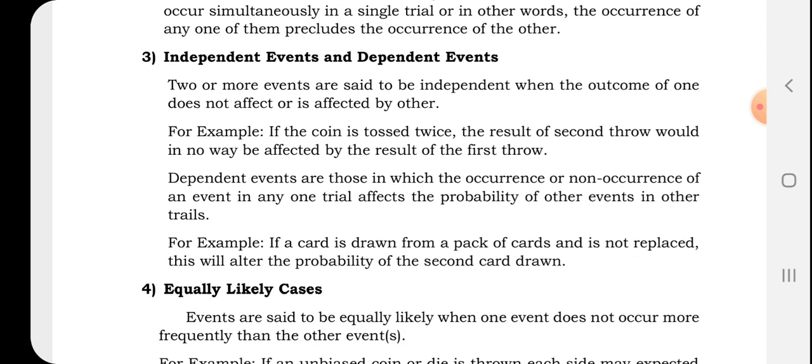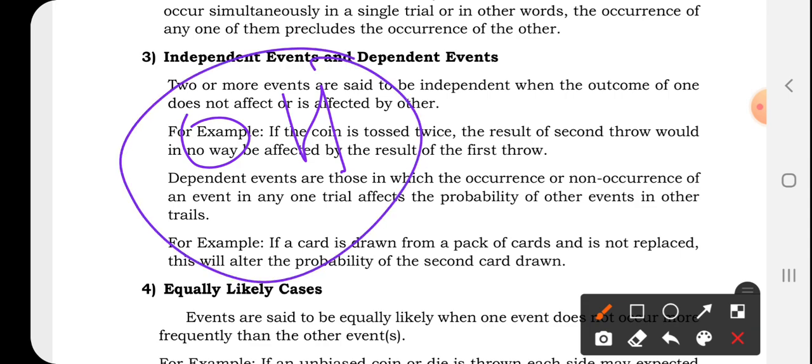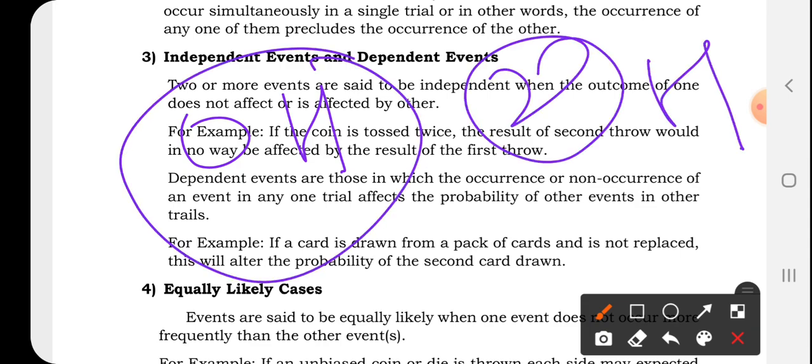Independent events and dependent events. Independent events mean what? Two or more events are said to be independent when the outcome of one does not affect or is not affected by the other. कोई भी इवेंट जो दूसरे इवेंट के ऊपर डिपेंड नहीं करता. फॉर एग्जाम्पल मैं कॉइन टॉस कर रही हूँ. ठीक है, फर्स्ट टाइम मुझे हेड मिला. इसका मतलब ये नहीं है कि सेकेंड टाइम मैं टॉस करूँगी मुझे हेड मिले. So the first attempt is in no way related to the second one. ठीक है, तो इसको कहते हैं इंडिपेंडेंट इवेंट. One particular event is independent of the occurrence of the other event.